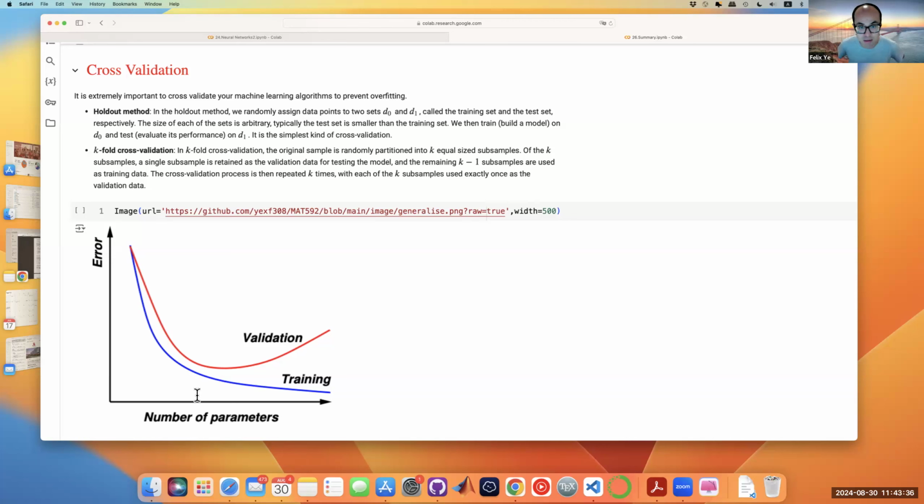The key here is not to minimize the training error. Training error doesn't matter here. The key is we need to make sure our model works well for new data it has never seen before.